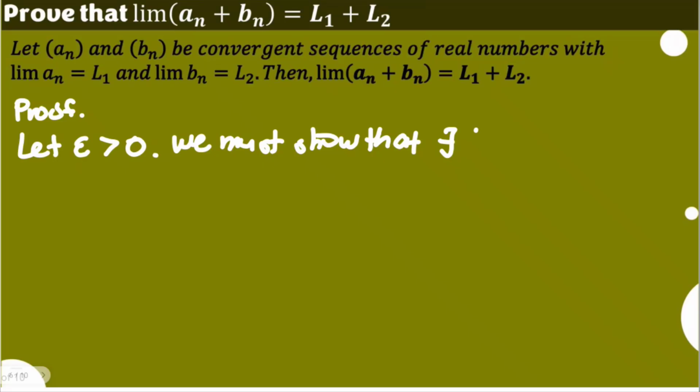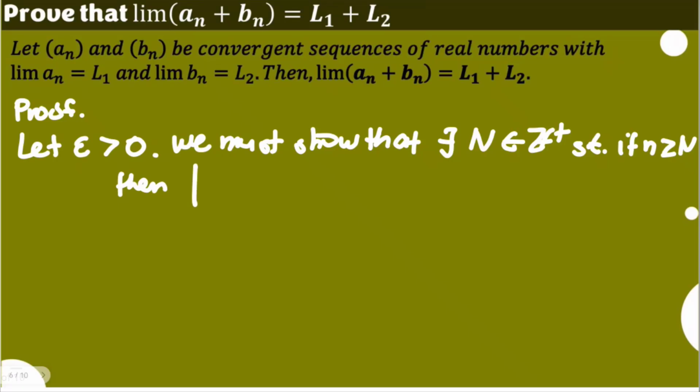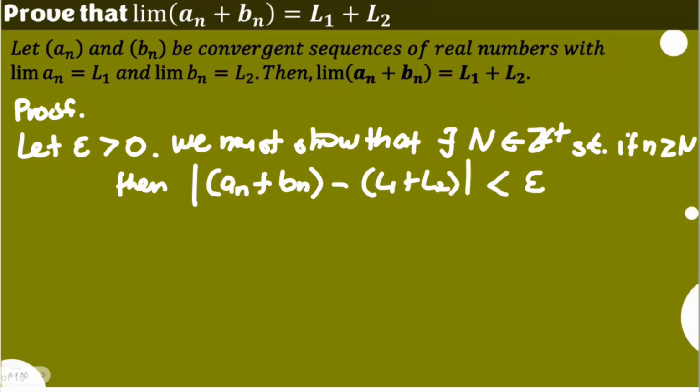there exists an integer N such that if n is greater than N, then using the definition for the limit of a sequence and whether it converges to that said limit, the absolute value of the identified sequence, in this case the sum of two sequences minus the sum of their limits, L sub 1 plus L sub 2, is less than that said epsilon. This is the goal of this proof. We must show that this is true.